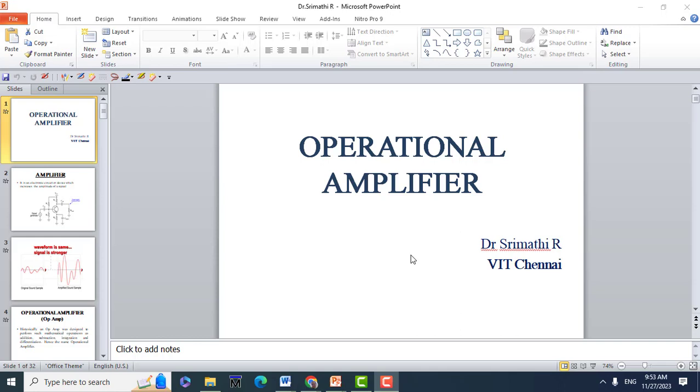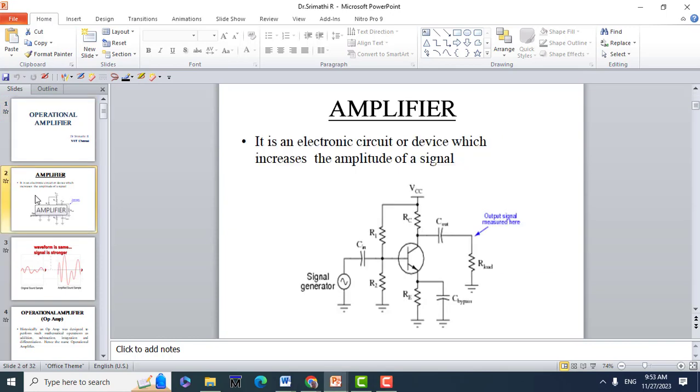Hello students, today we are going to learn about operational amplifier. So basically, what is an amplifier? An amplifier is used for amplifying any signal from one form to another. Maybe it's a weak signal, we need to amplify it. So it's an electronic circuit or device which will increase the amplitude of the signal.